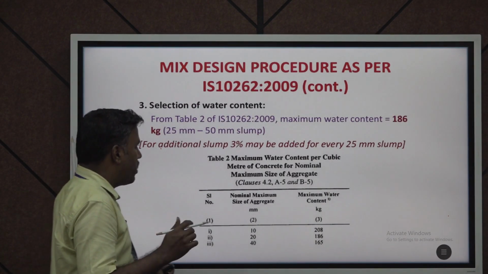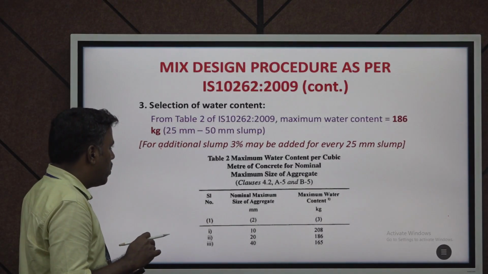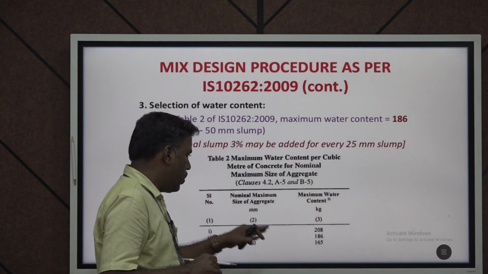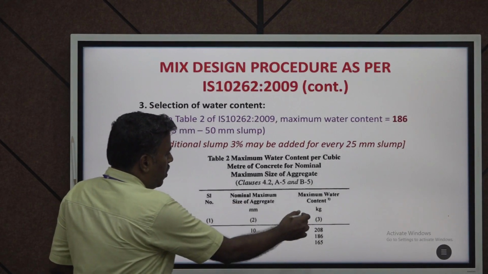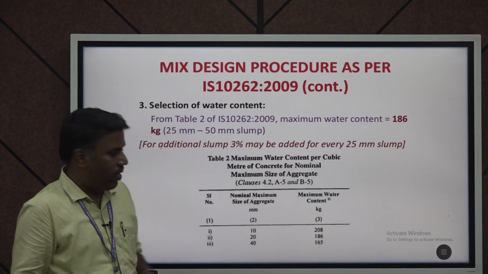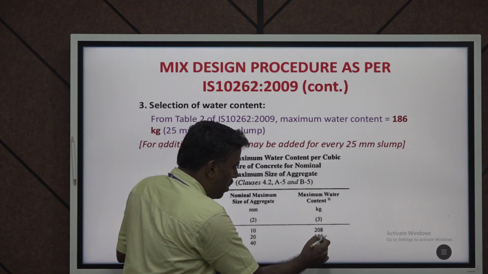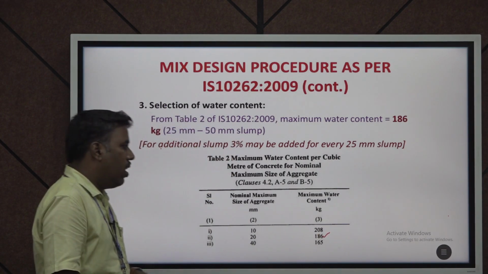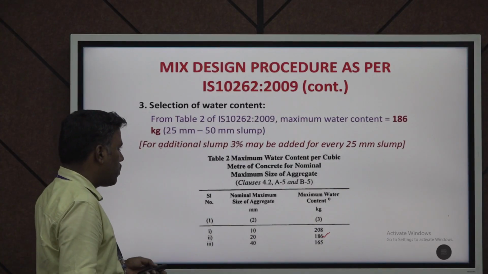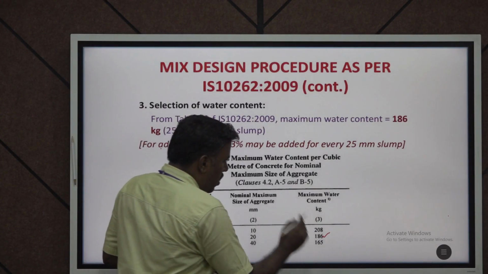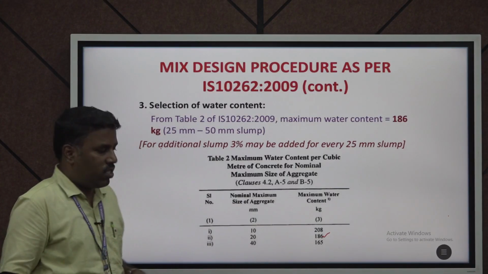Third one is selection of water content. For this we have to refer to Table 2. In Table 2, based on the aggregate size, we have to choose the water content. If you are going to use 20 mm aggregate, then the water content will be 186 kg. Suppose you are using 40 mm aggregates, then the water content will be 165 kg.